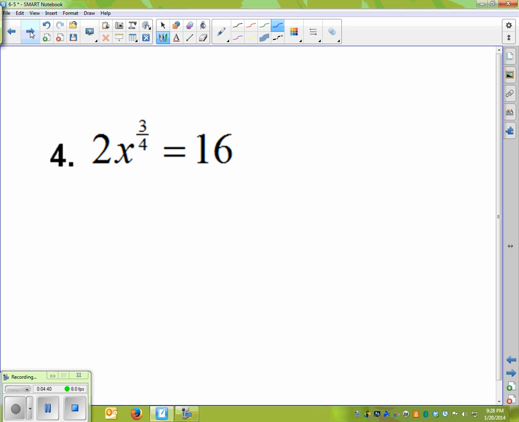All right, do the same process now with number 4. I want you to isolate the fractional exponent, and then do the reciprocal of the exponent to solve the problem. Push pause while you do your work, and then check your answer.